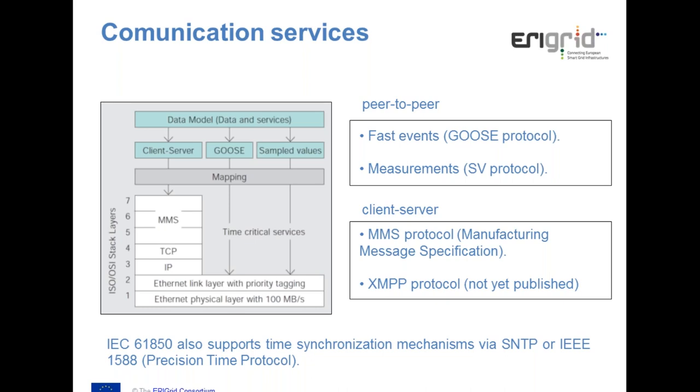Now a quick additional slide on the actual communication protocols which can be used for the communication between devices. Here you see a picture illustrating the protocols which can be used. In particular, there are protocols like the GOOSE protocol, which can be used for fast horizontal, peer-to-peer communication between automation devices.